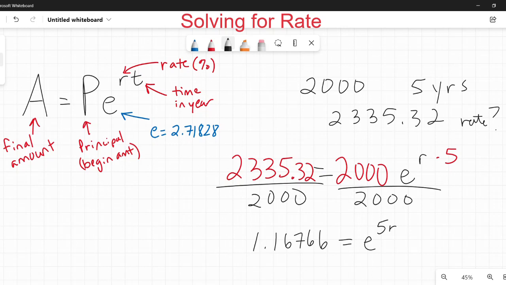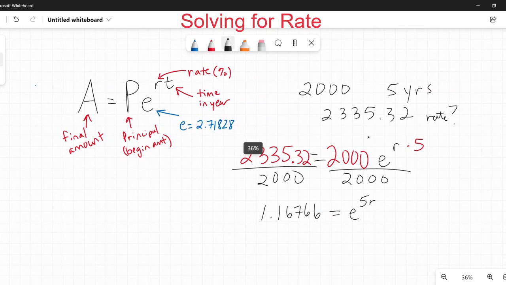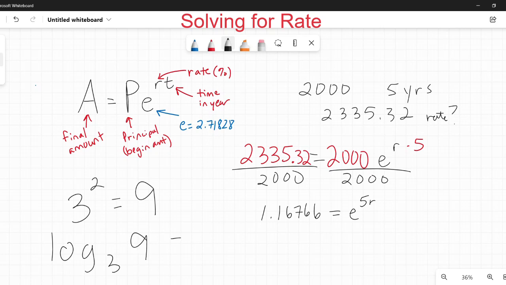Now this is where our logs come in, specifically natural logs. If you need help with logs, if you need a refresher, I do have links to videos explaining logarithms that I did earlier. They are in the description below. So here's a quick refresher. If I said 3 to the power of 2 equals 9, and I wanted to write that as a log, I would say log base 3 of 9 equals 2. That's where all the numbers here come into play.